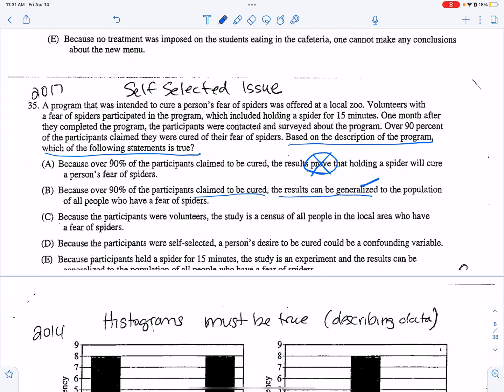How do you generalize? Remember, the only way you can generalize is with a random sample. So it has nothing to do with what they're saying. It has to do with how I sampled. So that would be the problem there. Because the participants were volunteers, okay, we can do volunteers. It just talks about what conclusion we can make. The study is a census? That has nothing to do with it. A census just means I sampled everybody.